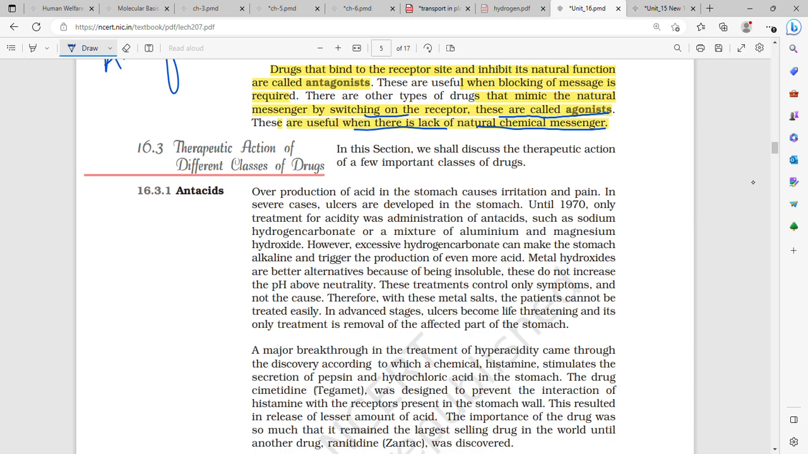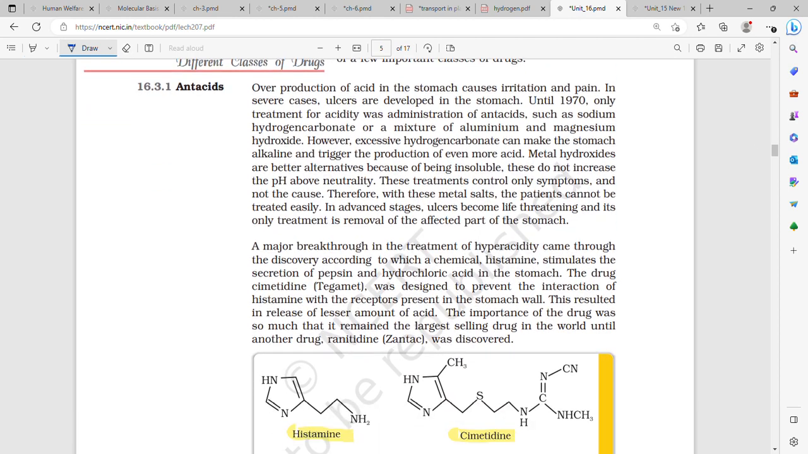Now, therapeutic action of different classes of drugs. Firstly, antacids. We know the pH in our stomach is 1.8. Why? Due to hydrochloric acid, highly acidic. Sometimes if we don't eat food for a very long time, this hydrochloric acid is produced in abnormal amounts, that is more than it should be produced. So overproduction of acid in the stomach causes irritation and pain. In severe cases, ulcers are developed.